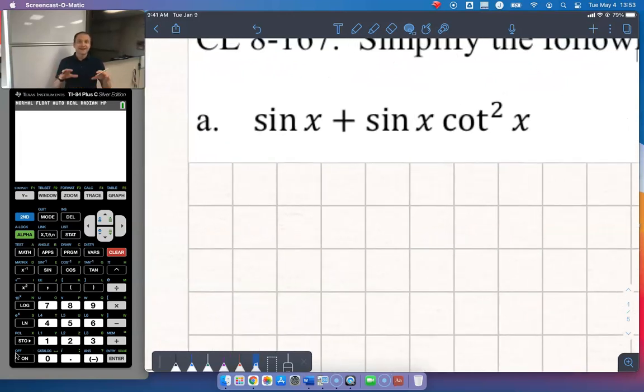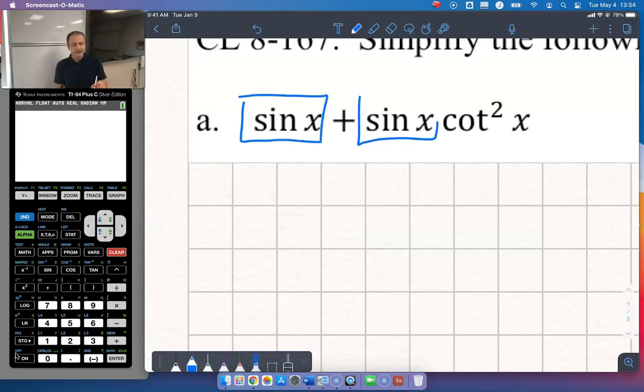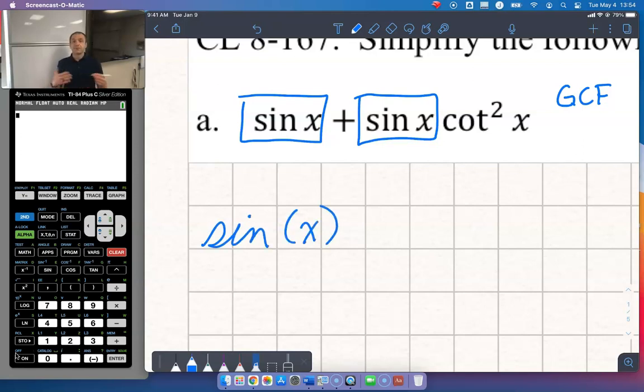And when I look at this, I see I have two terms. So I have a term on the left of the plus sign, a term on the right side, and they both have a sine of x right here and right here. So I can apply factoring techniques. I can really apply the GCF, the greatest common factor. And I can factor out a sine of x from both terms. And that's going to leave me with a 1 plus cotangent squared of x.